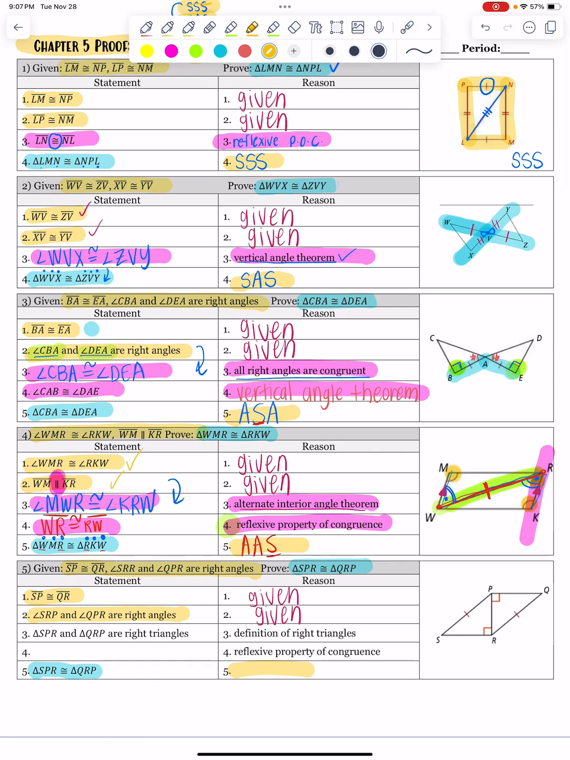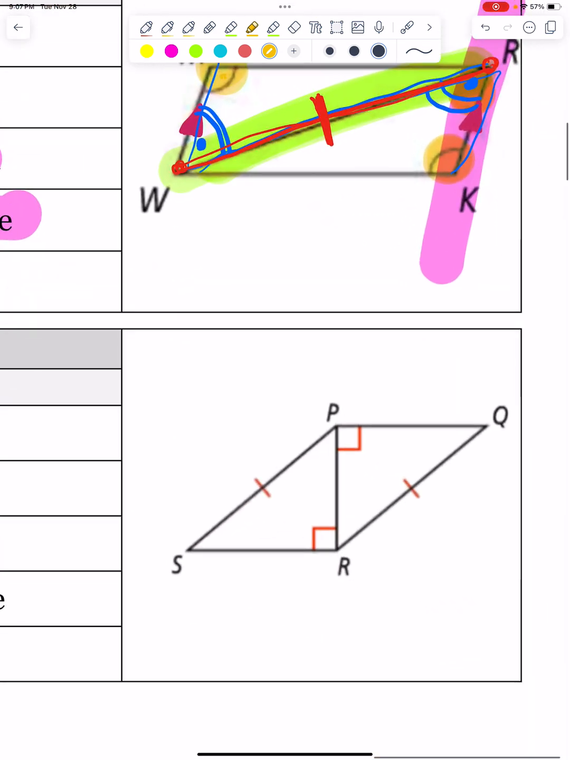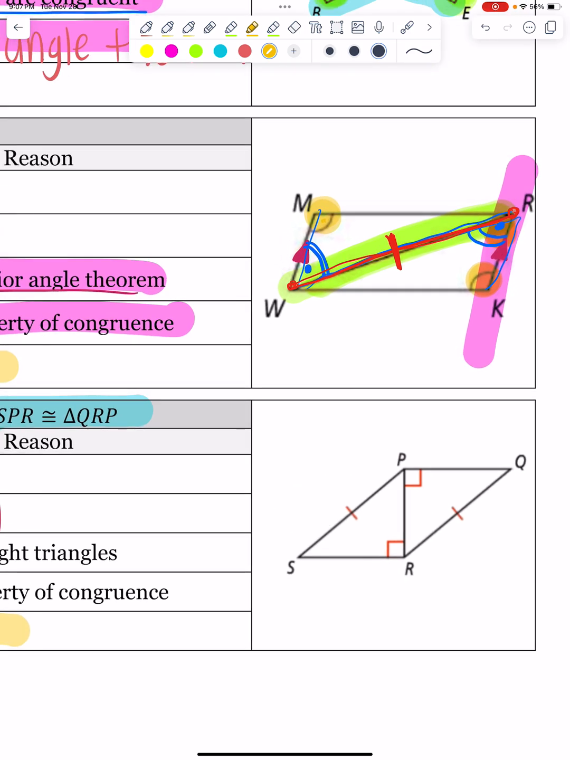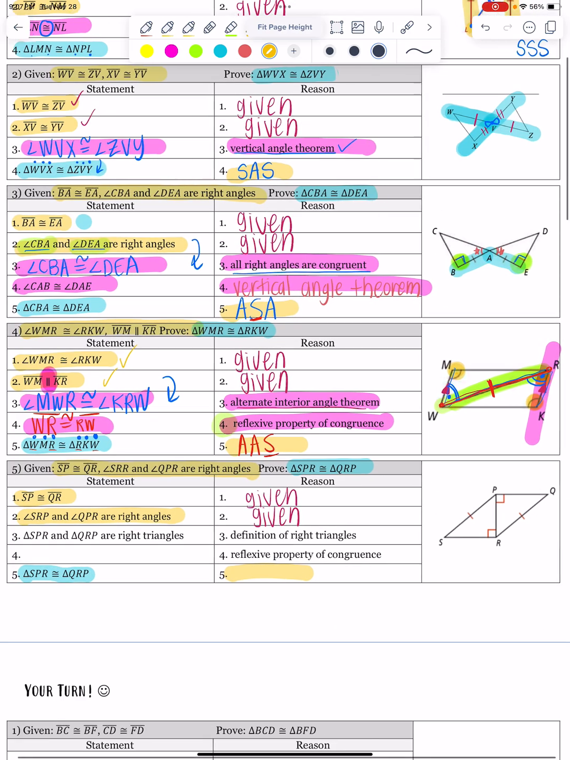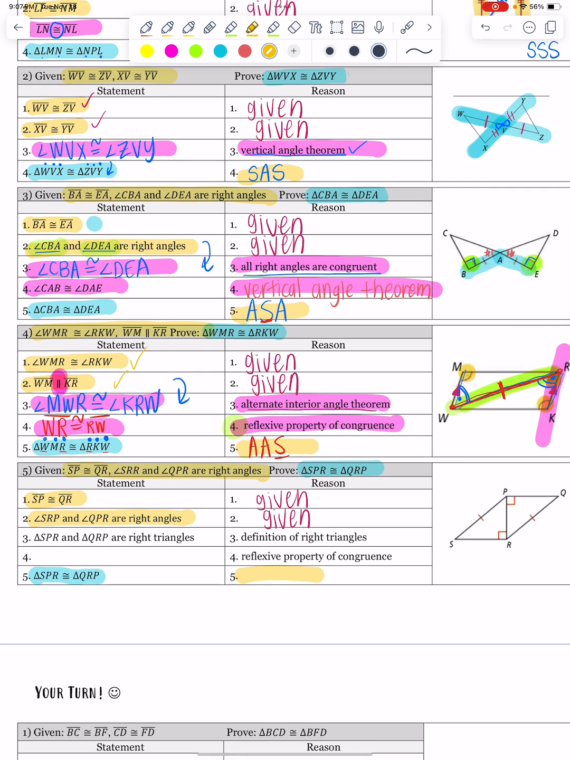I already know that I'm going to need to check for hypotenuse leg because I see right angles. You can use other shortcuts as well that might appear, but usually you're going to end up checking for hypotenuse leg if you see right triangles. That is a very good shortcut for proving right triangles congruent to each other. Okay, so let's check the givens first.